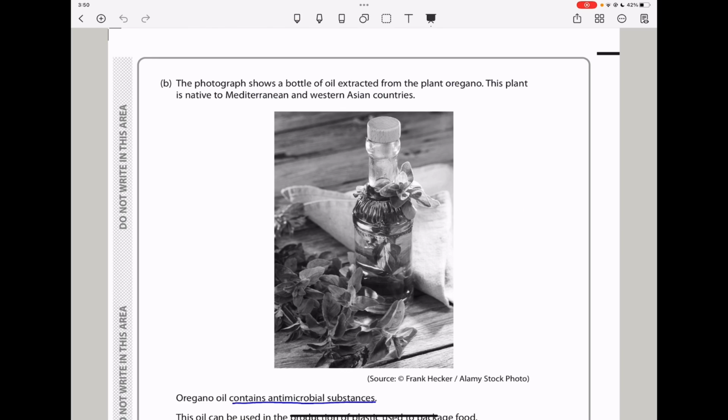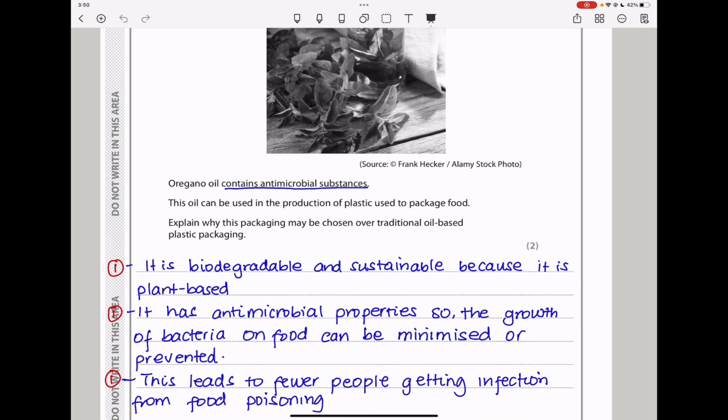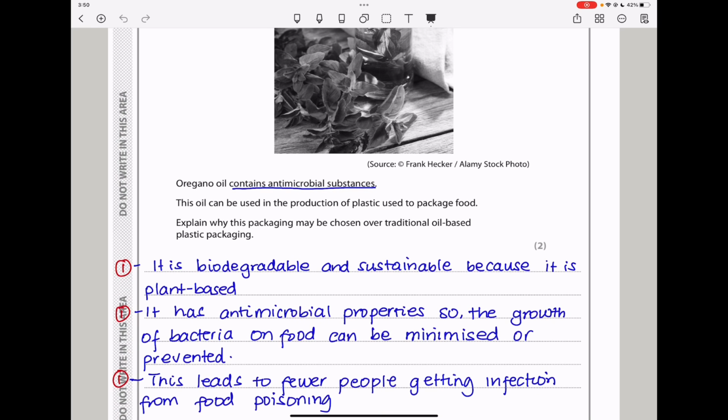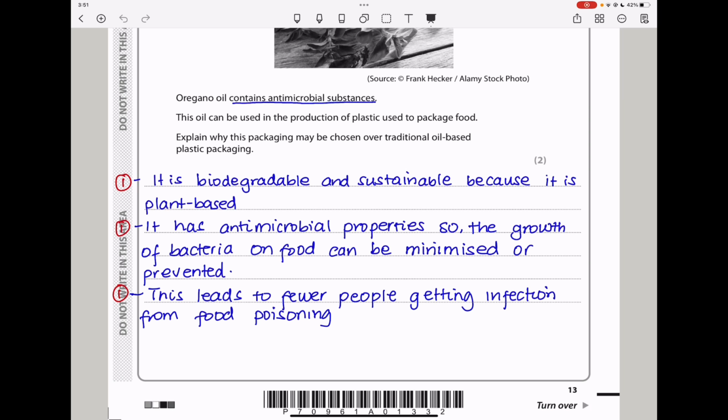Moving on. Here they say the photograph shows a bottle of oil extracted from the plant oregano. This plant is native to Mediterranean and Western Asian countries. So here we have the oregano plant extract. Down here they say oregano oil contains antimicrobial substances. The oil can be used in the production of plastic used to package food. Explain why this packaging may be chosen over traditional oil-based plastic packaging. This packaging is going to be biodegradable and sustainable because it is made from plant-based material. It also has antimicrobial properties, so bacterial growth on the food can be minimized or prevented. Also, this will lead to fewer people getting infections from food poisoning or from infections caused by bacteria.